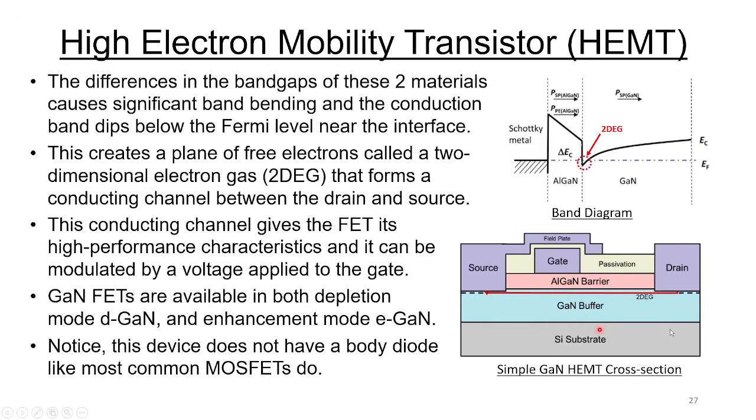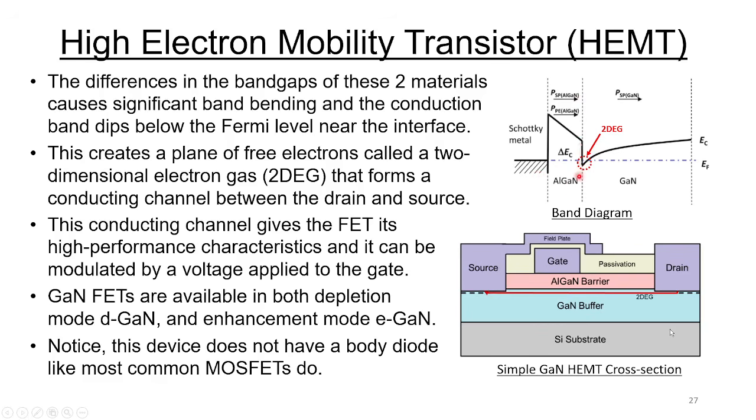Now the difference in the band gap of these two materials causes significant band bending, and the conduction band dips below the Fermi level near the interface. Now I know these band diagrams can sometimes be a little confusing, but let's just take a look at this diagram off to the right here.